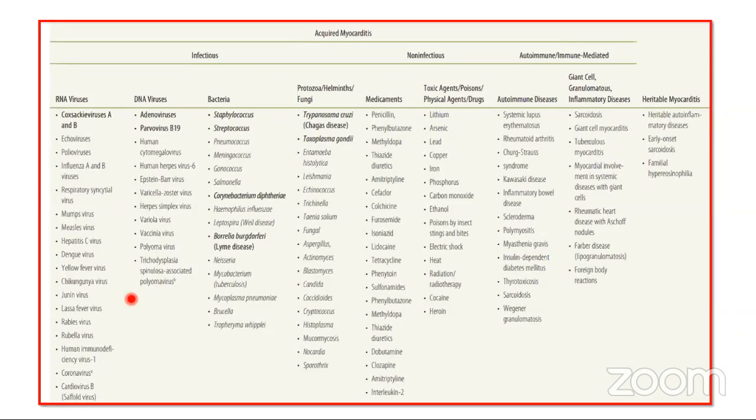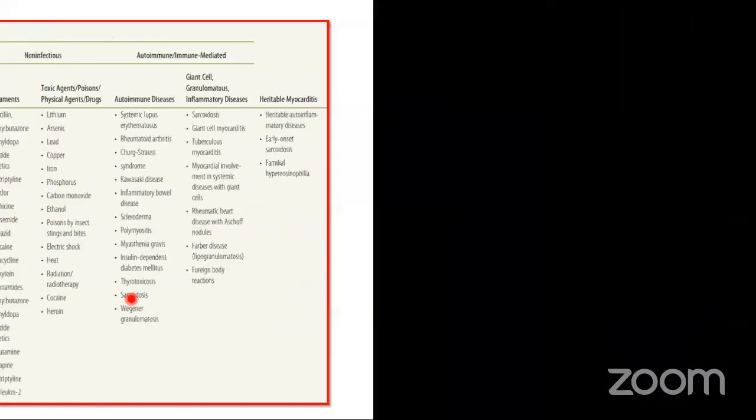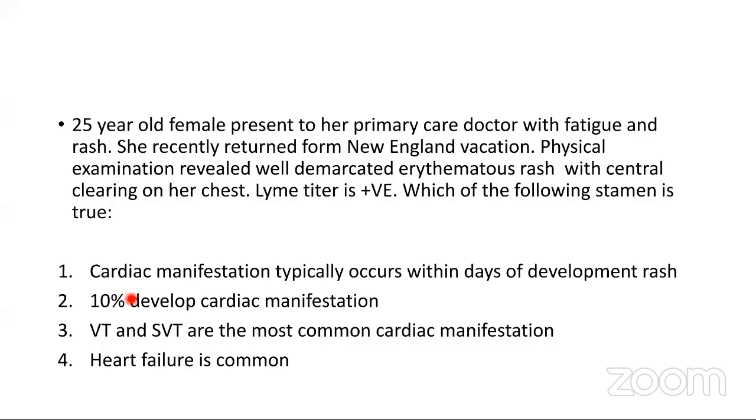After the very long list of acquired myocarditis, I would like to ask a question. A 25-year-old female presents to her primary care doctor with fatigue and rash, recently returned from a New England vacation. Physical examination reveals a well-demarcated erythematous rash with central clearing, Lyme titer positive. Which of the following statements is true? Cardiac manifestations typically occur within days of development of rash; 10% develop cardiac manifestations; VT and supraventricular tachycardia are the most common; heart failure is common. Which is the appropriate answer?